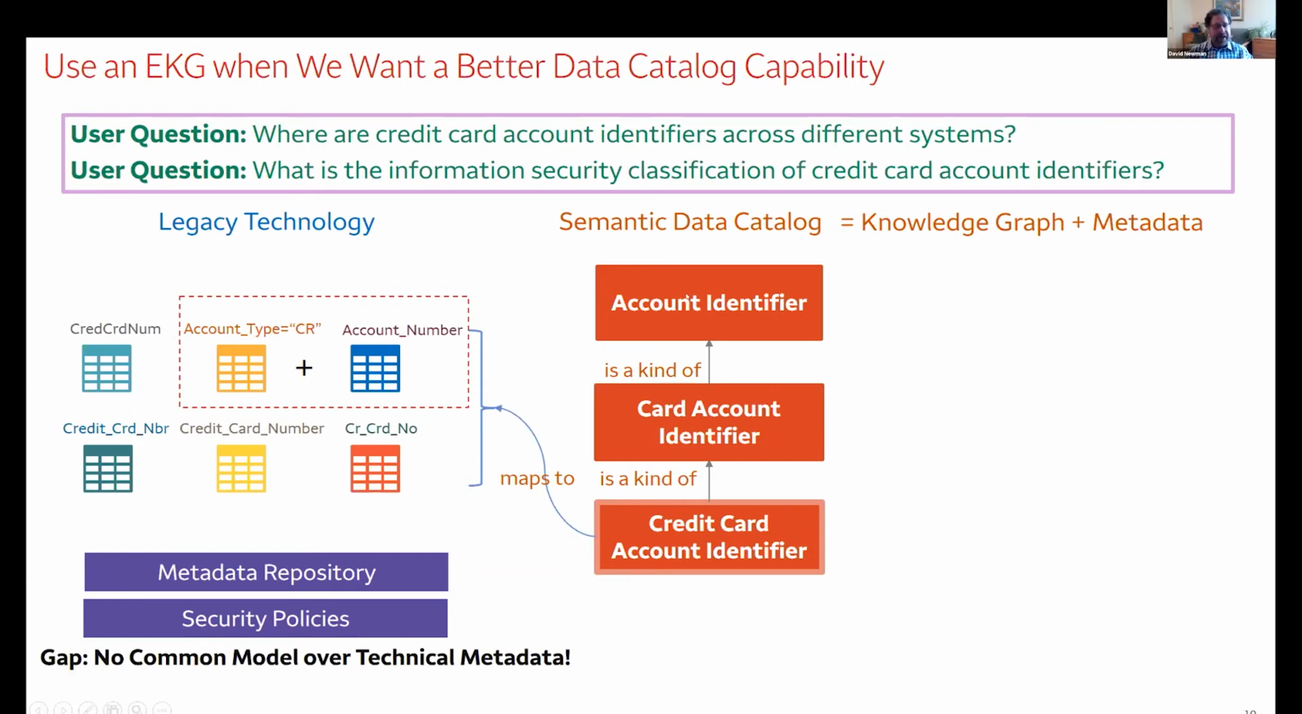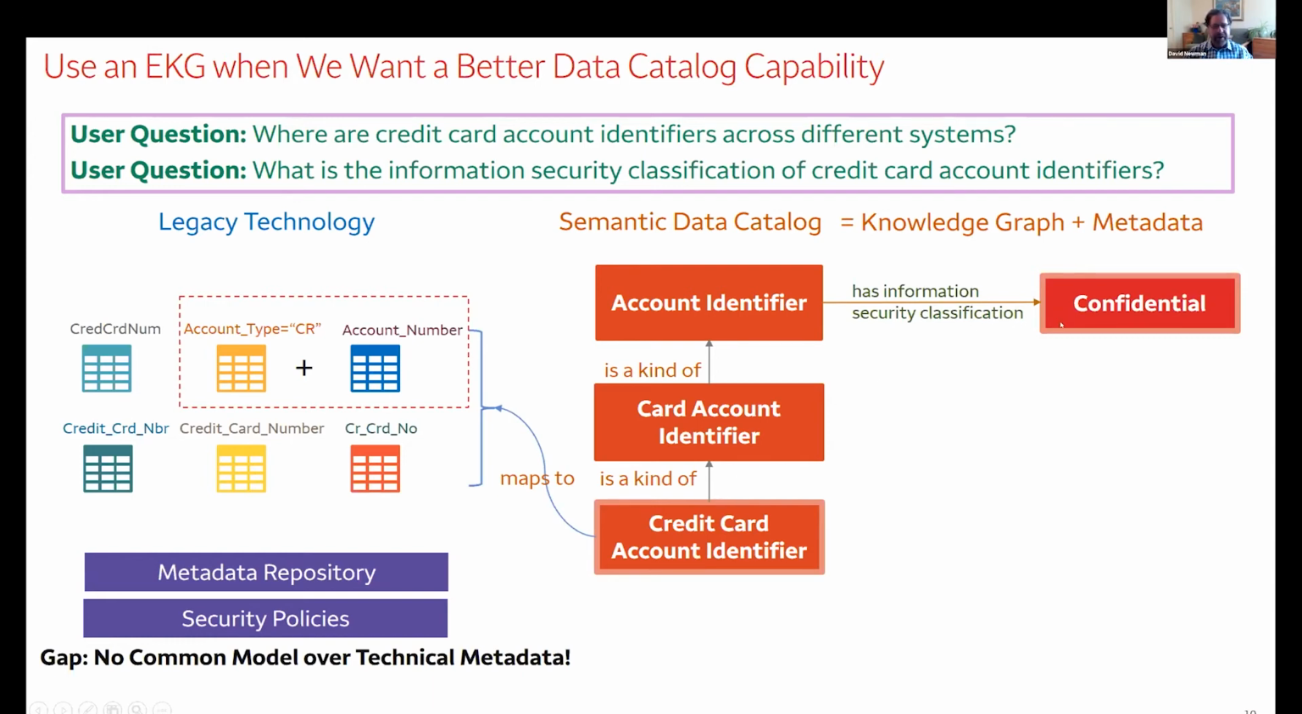So we can then ask the question, where are the credit card account identifiers across the different legacy systems? It's easy, we just query the knowledge graph for a credit card account identifier and it links to all the different columns and tables that represent it. Also, we might ask, what is the information security classification of a credit card account identifier?